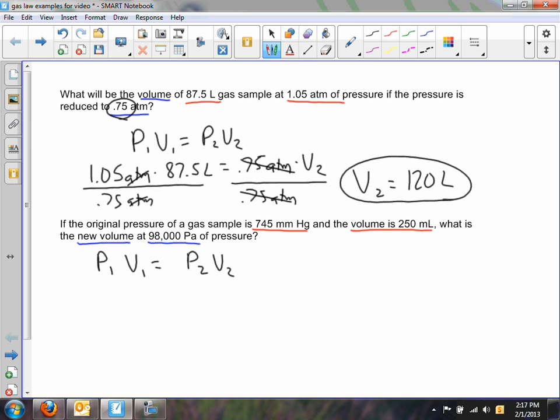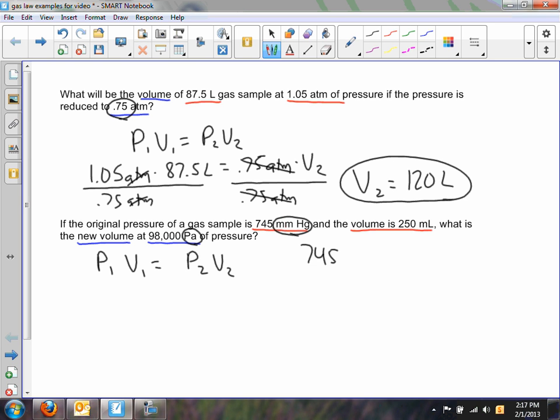The problem is I can't have the pressure in different units. One's in millimeters and one's in pascals. So before I do this, I need to change one of them into the other's units. Since it's not asking for a specific unit, I'm just going to change them into pascals.